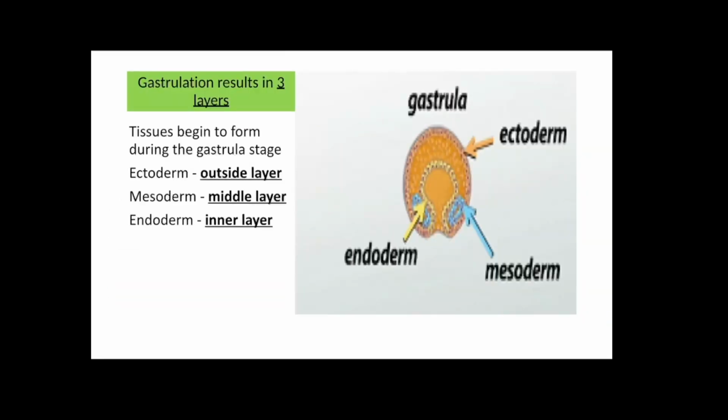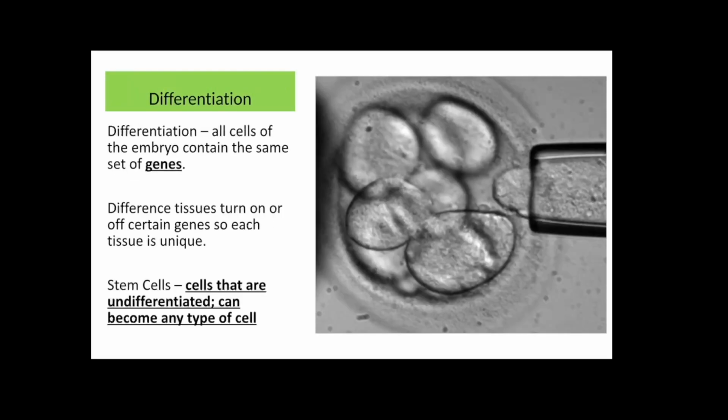So that gastrulation will result in up to 3 layers. We have the ectoderm, ecto, think outside. The mesoderm, meso is the middle. And then the endoderm, endo, think inside, that inner layer. The ectoderm will end up being more of the skin of the organism. Mesoderm, a little bit deeper, maybe muscle tissue. And then endoderm might become more of the internal lining of the organs and the digestive tract.